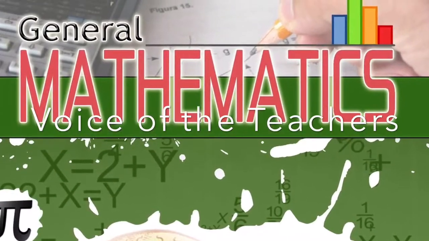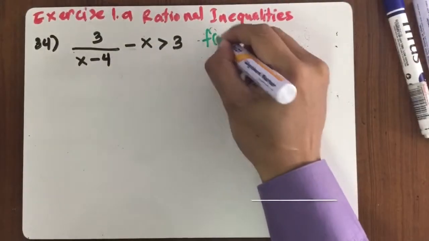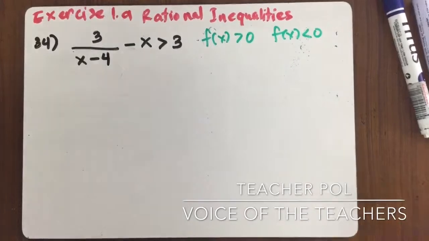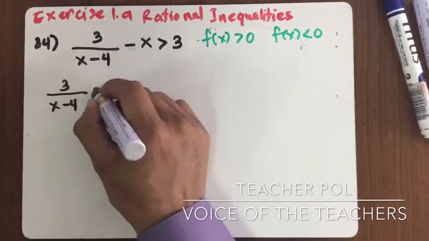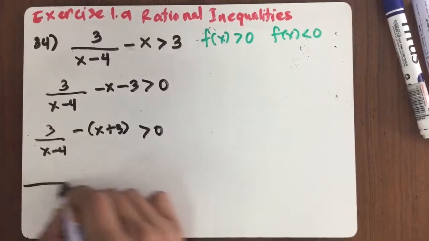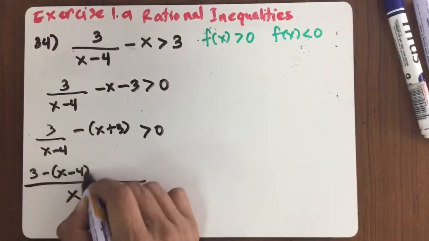In this video, tayo ay magsosolve ng rational inequality. We will begin solving our rational inequality by writing it in the form f of x is greater than 0 or f of x is less than 0. Pay attention to the change in sign nung inilagay ko sa parenthesis yung x plus 3.